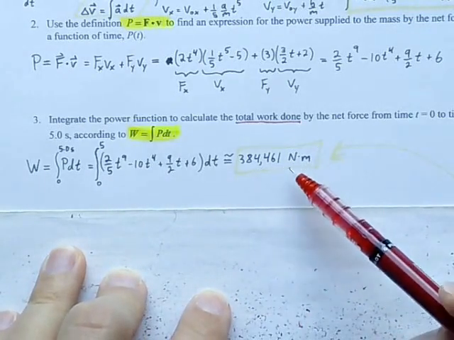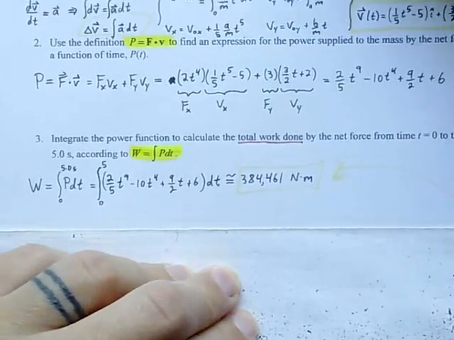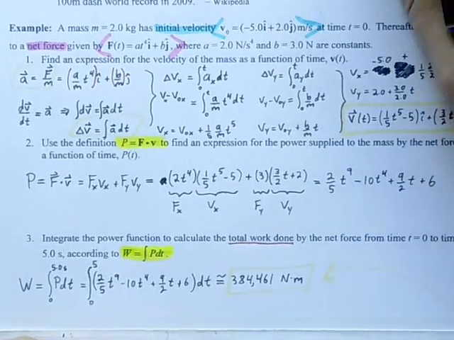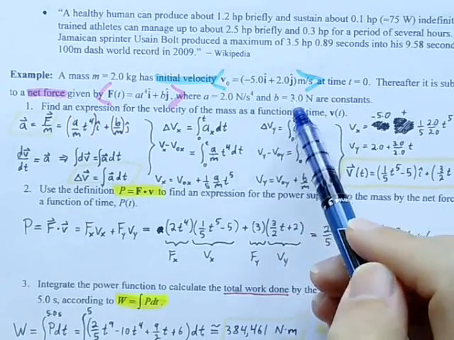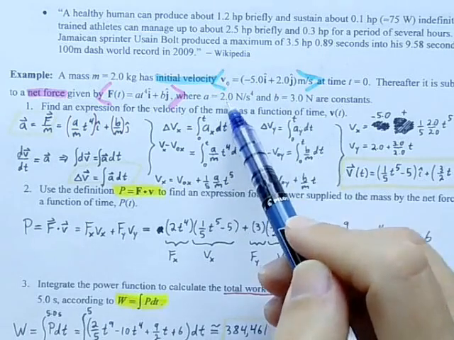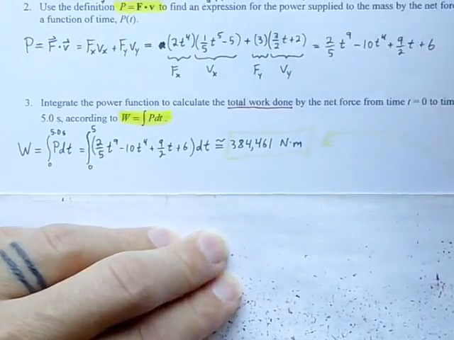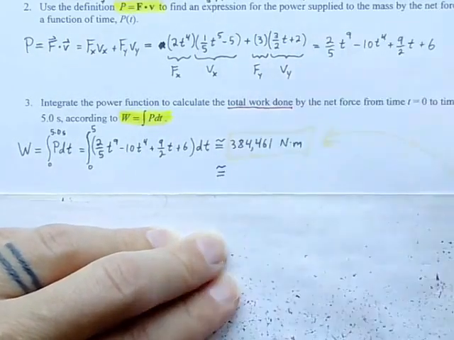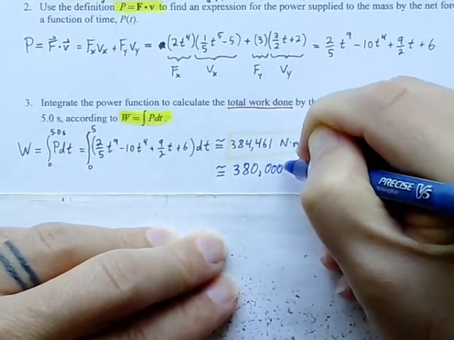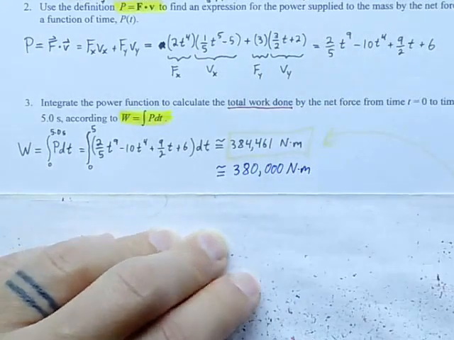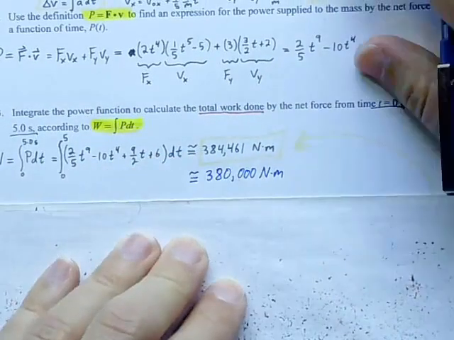384,000 some newton meters. Let's see, I should be careful about significant figures. Let's look back and note that in the given info, the data has 2 sig figs in all the values, 5.0, 2.0, 2.0, 3.0, 2 sig figs here. So in reporting this value, we ought to round that off to 2 significant digits as well. So 380,000 newton meters of work done over that first 5 seconds, from 0 to 5 seconds.